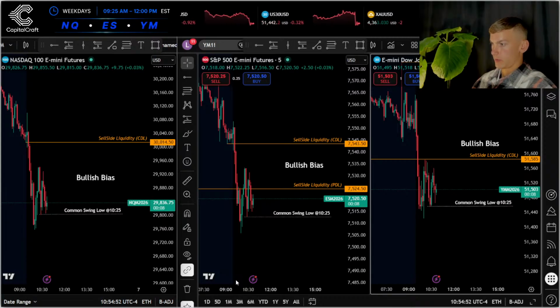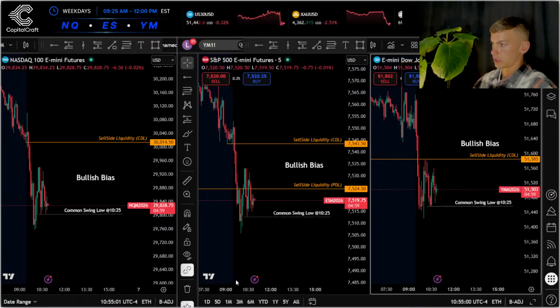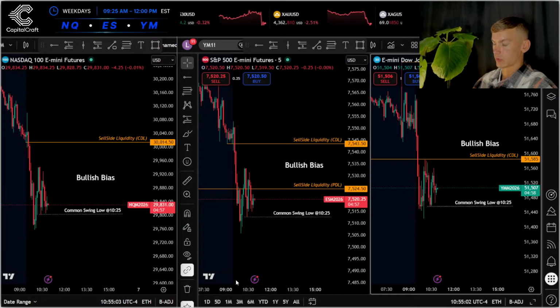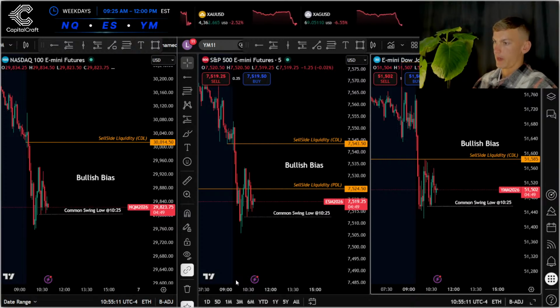Alright, so we've got about 7 seconds left of this 5 minute close. Does look like we are going to close bullish across all three of our assets. Now that common swing is still in place. I'm still curious to see what exactly happens at that specific level. But I need to see at least that swing point get raided or the one below.